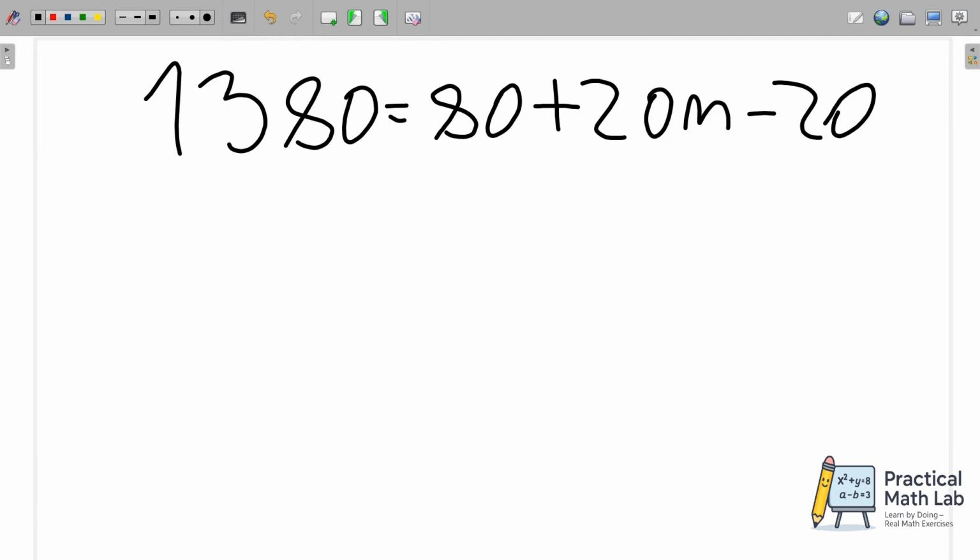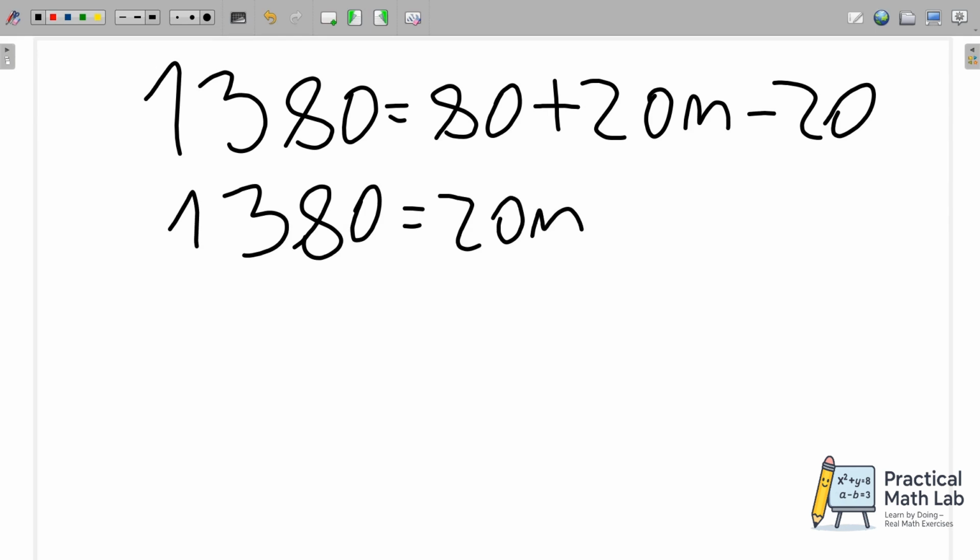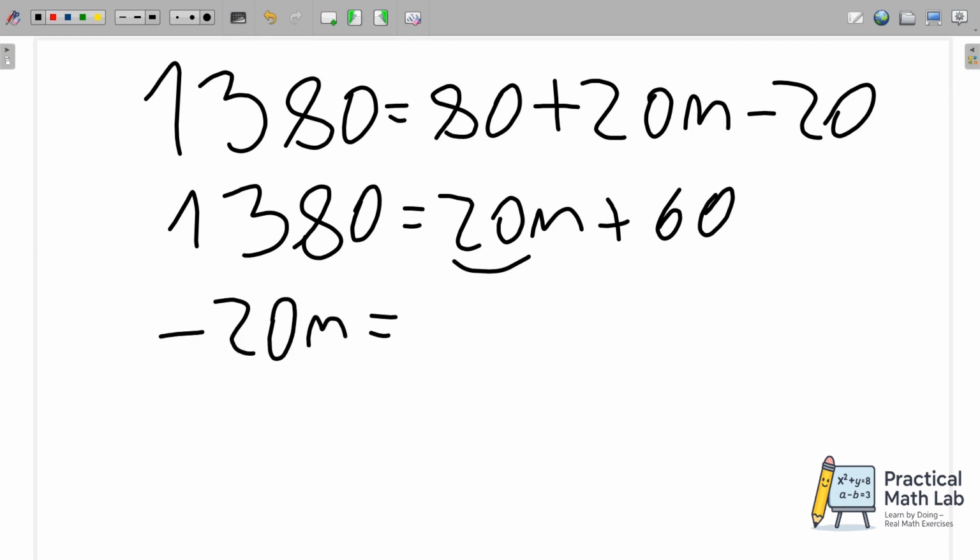We can simplify here. 80 minus 20 is 60. So it becomes 1,380 equals 20n plus 60. Now let's switch the terms here. Move the n to the left side and leave the numbers on the right side. So the 20n that is positive here becomes minus 20n equals 1,380, which is positive, but when it moves to the other side it becomes negative, so it's minus 1,380 plus 60.